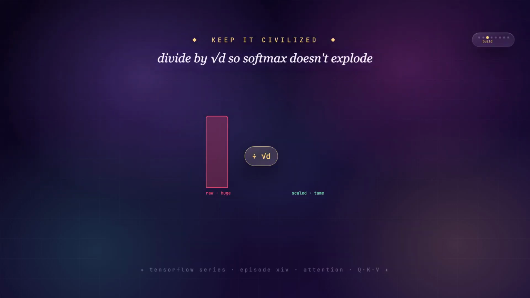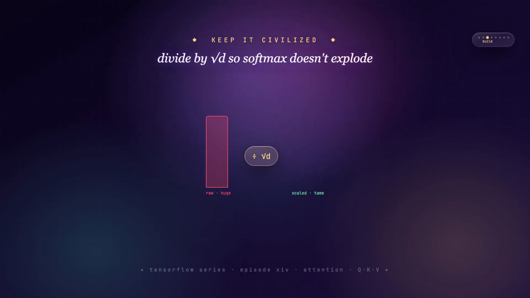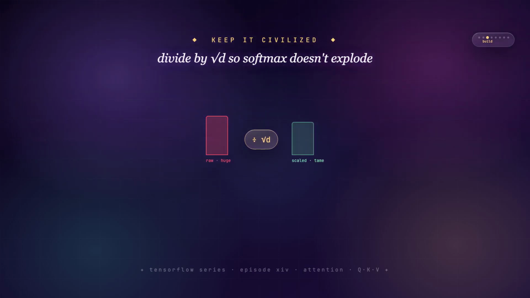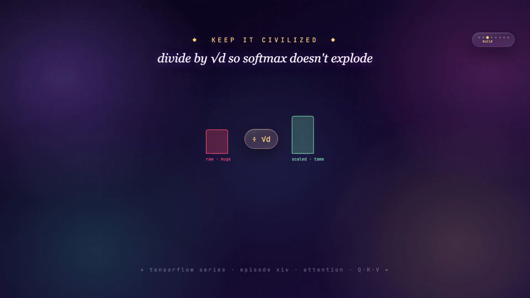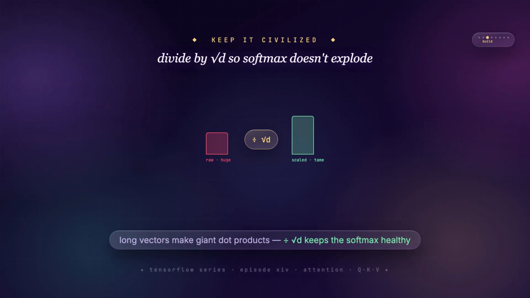But there's a catch. These vectors might be long, 64, 128 numbers each. Dot products of long vectors get huge, and huge numbers make the next step, the softmax, go off a cliff, where one score eats everything and the gradients die. So we divide every score by the square root of the dimension, the scaled in scaled dot product attention. It keeps the numbers civilized.